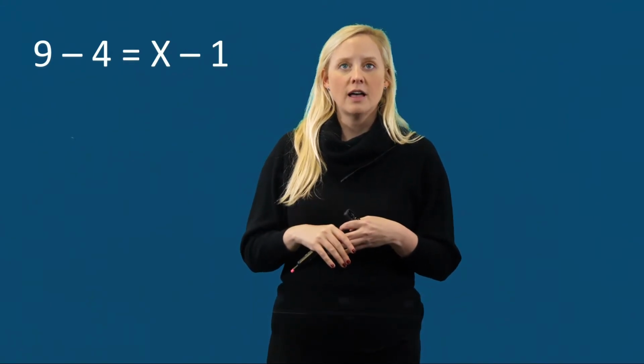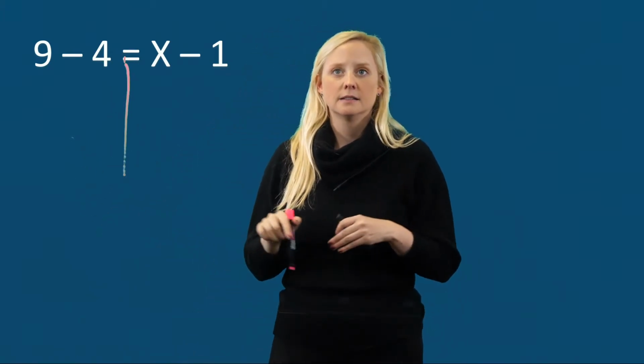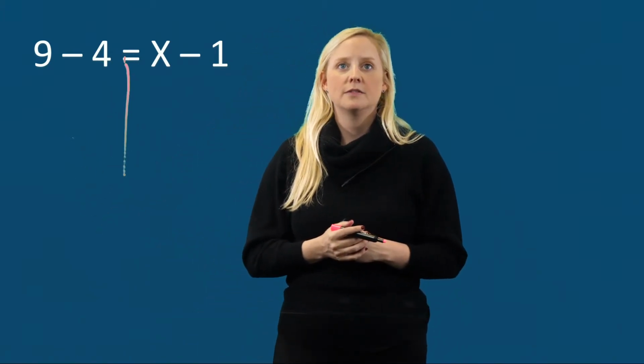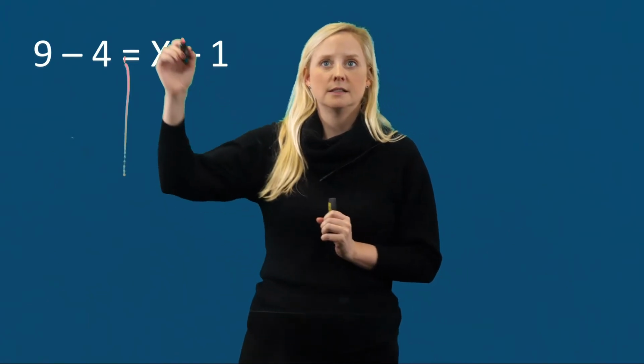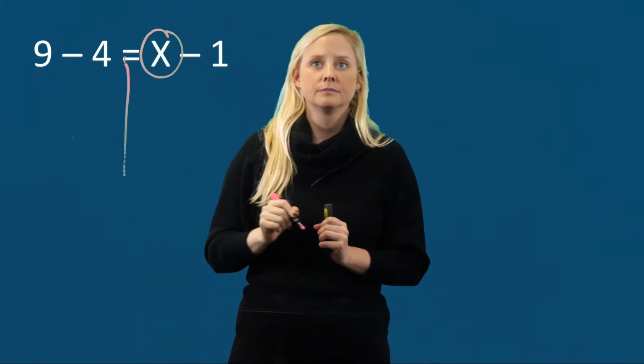Next, students draw a line down from the equal sign as a reminder to balance the two sides. The next thing we do is we have students circle the x, so that we can see it. So let's circle the x.